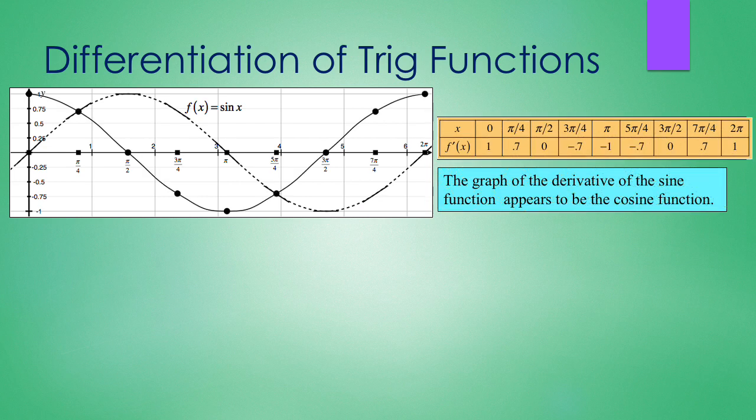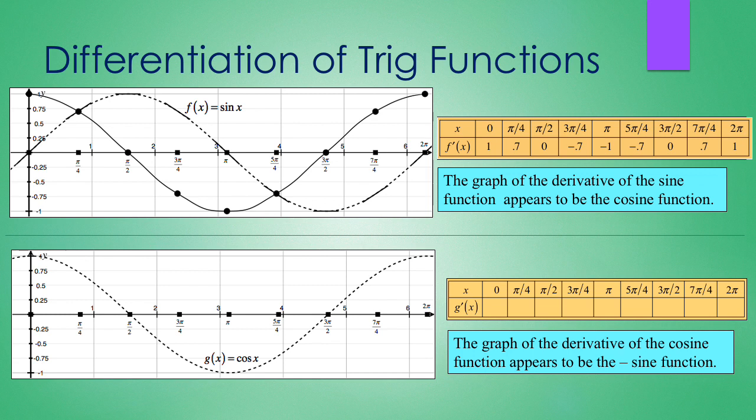When you complete the chart as shown, and then plot the points, and then connect the dots, it appears that the graph of the derivative of the sine function appears to be the cosine function.